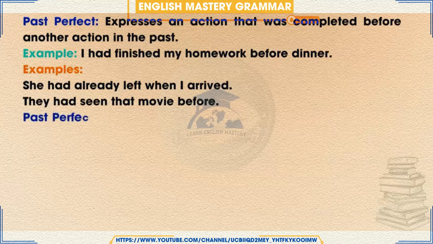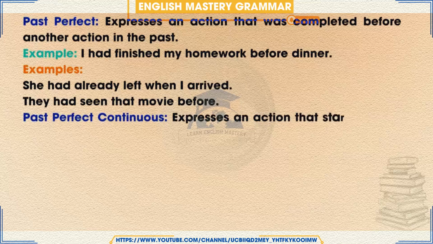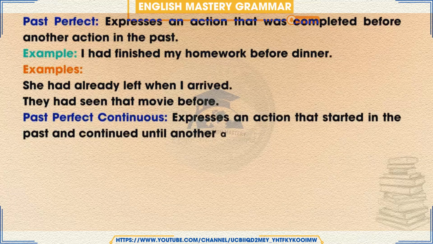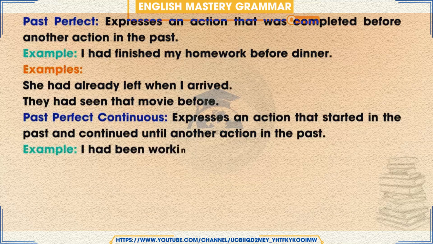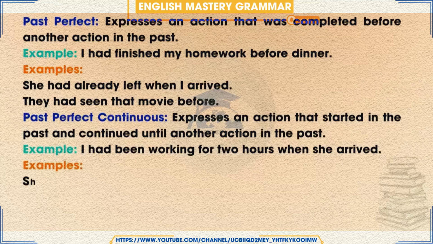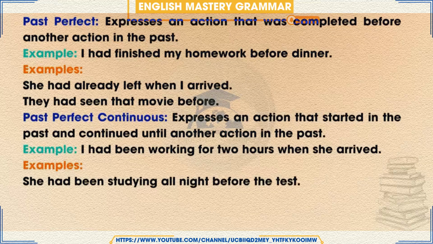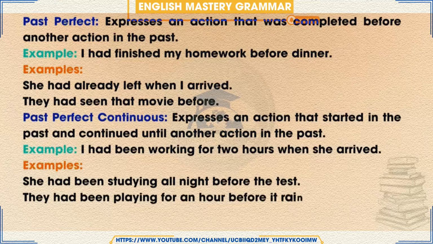Past perfect continuous expresses an action that started in the past and continued until another action in the past. Example: I had been working for 2 hours when she arrived. Examples: She had been studying all night before the test. They had been playing for an hour before it rained.